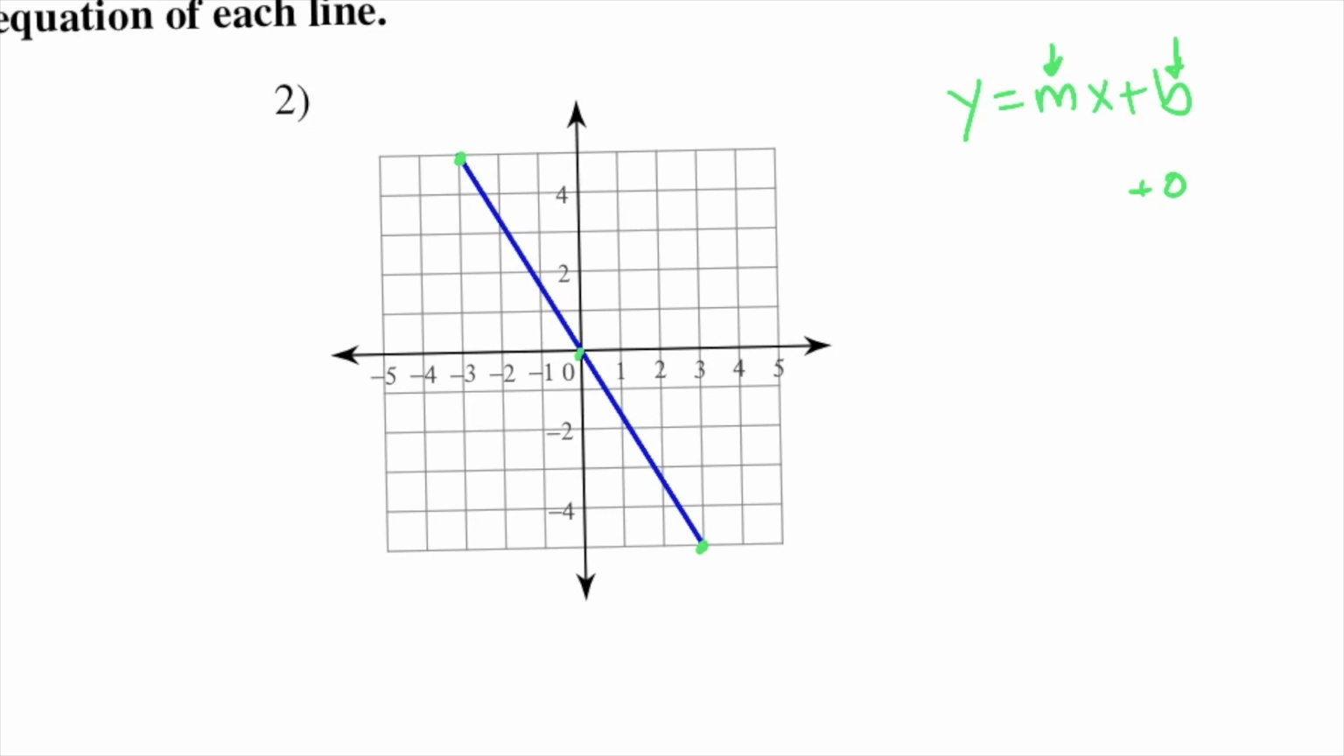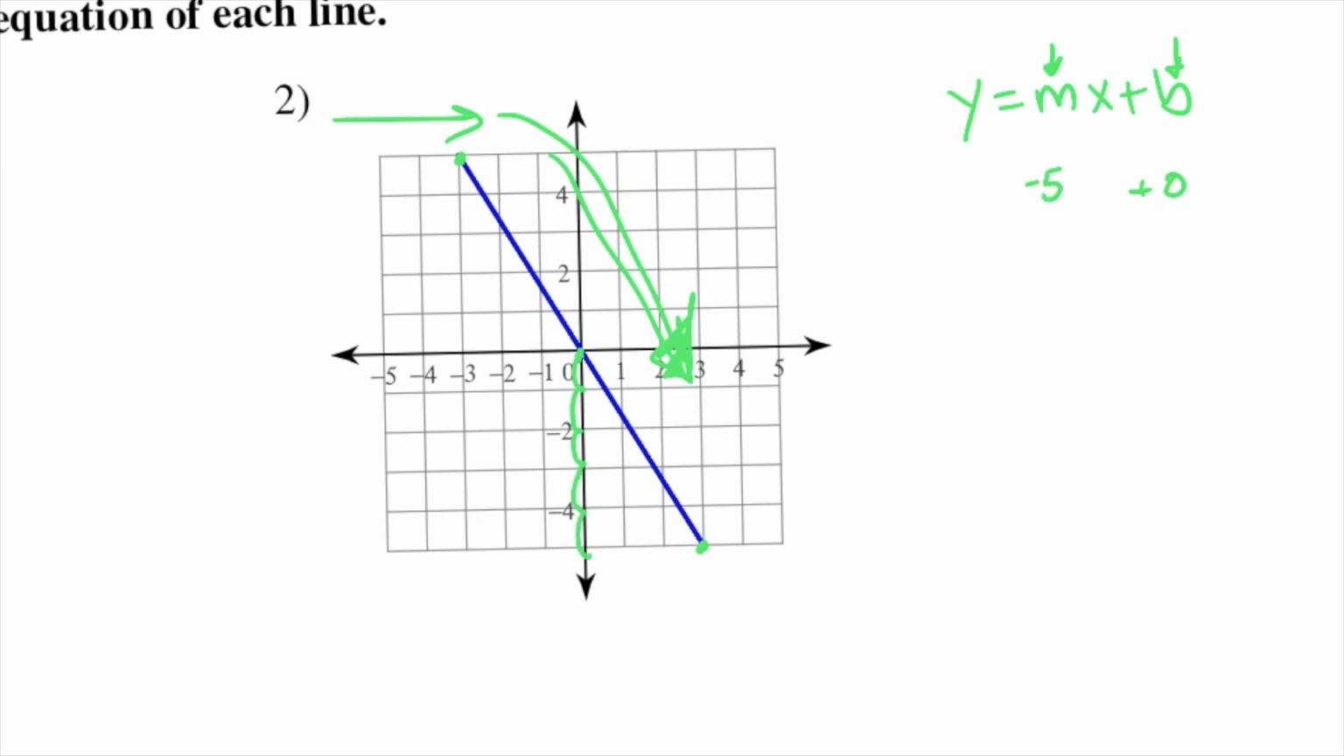So how do I get from one point to another? I know this is a negative slope because it's going downhill. If I read it from left to right, it's going downhill. Like if I was riding a skateboard, this would be going downhill. Now, how do I get from here to here? I go down 1, 2, 3, 4, 5.